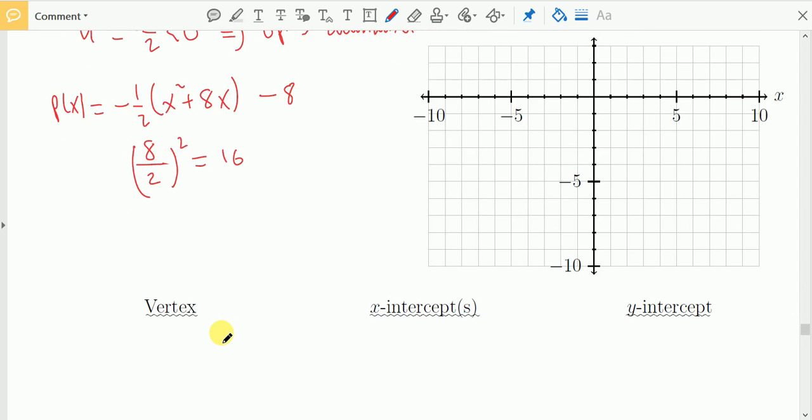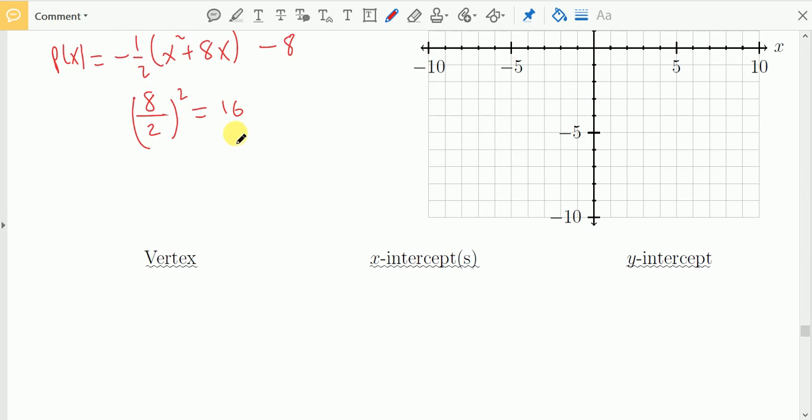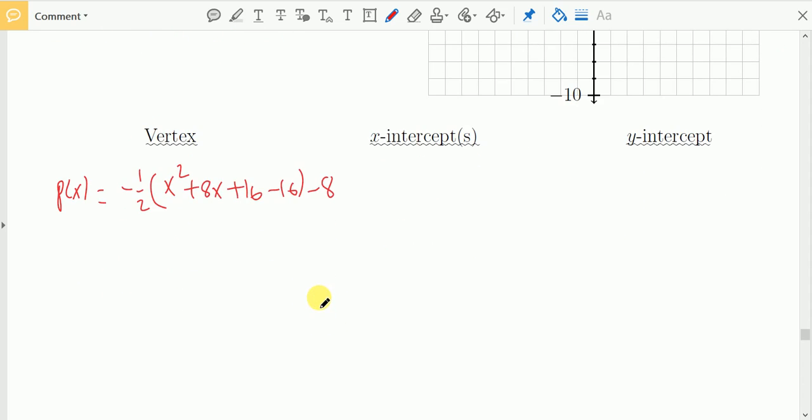So you know that you have to add 16 and minus 16 at the same time. So minus 1/2 times x squared plus 8x plus 16, and then minus 16, so we didn't change anything, right? And minus 8. Now you can bring this term to the outside, so that's minus 1/2. I keep the first 3 terms, and now minus 1/2 multiplied by minus 16 gives you plus 8, right? So I bring plus 8 to the outside, and then I bring down the minus 8.